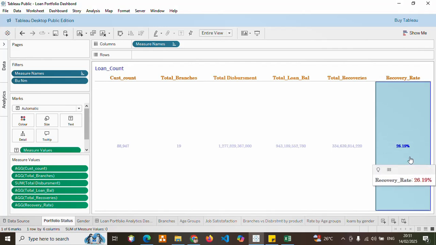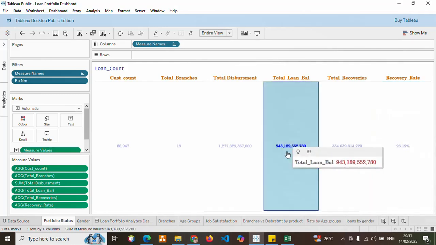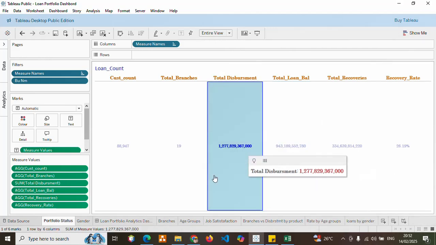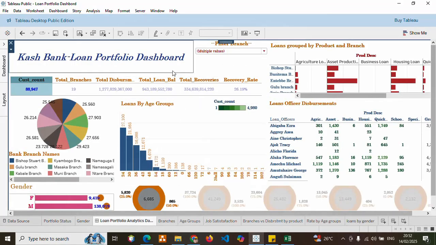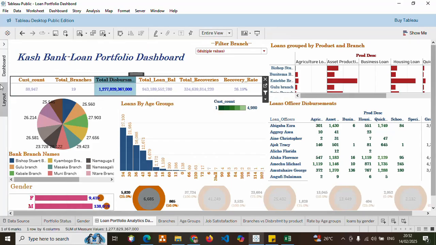What does this mean? It means that over 73% of the loans are still with the customers, and they all fall here on total loan balances. This is the money that is not recovered from disbursements. After getting our status, we added that status on our dashboard, as we are seeing here on this area.